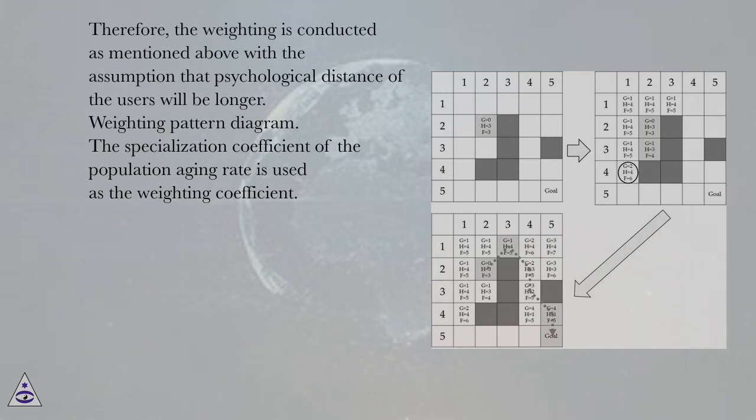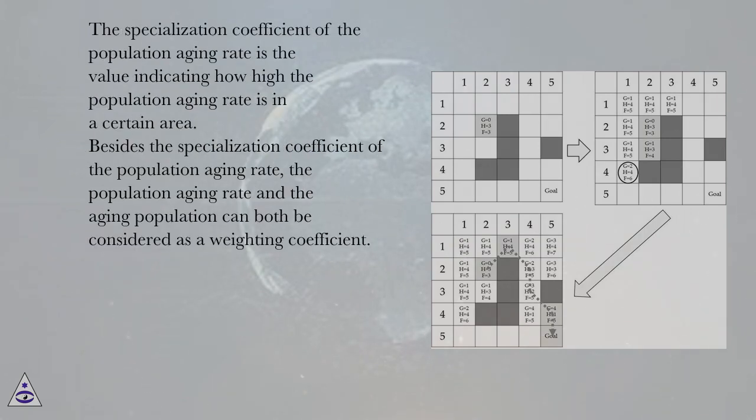Weighting pattern diagram. The specialization coefficient of the population aging rate is used as the weighting coefficient. The specialization coefficient of the population aging rate is the value indicating how high the population aging rate is in a certain area. Besides the specialization coefficient of the population aging rate, the population aging rate and the aging population can both be considered as a weighting coefficient.